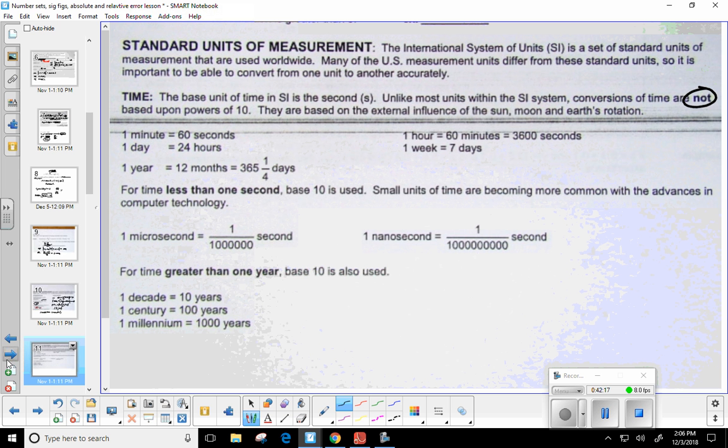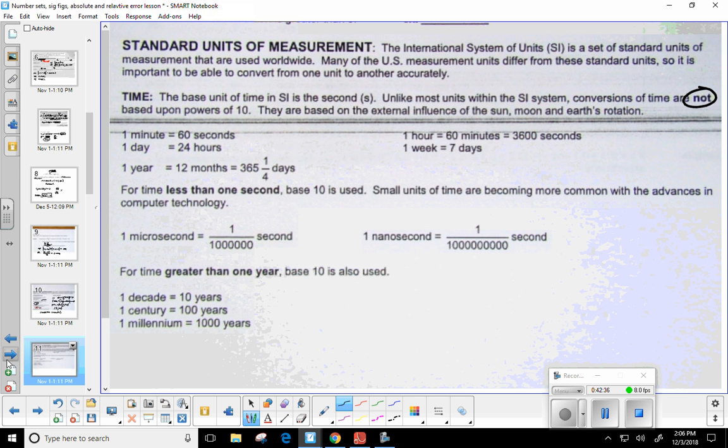We always like to do things different here. We need to go metric. But anyways, time. The base unit of time in SI is the second. Unlike most units within the SI system, conversions of time are not based upon powers of 10. They are based on the external influence of the sun, the moon, and Earth's rotation. And, you know, we're familiar with all of these.